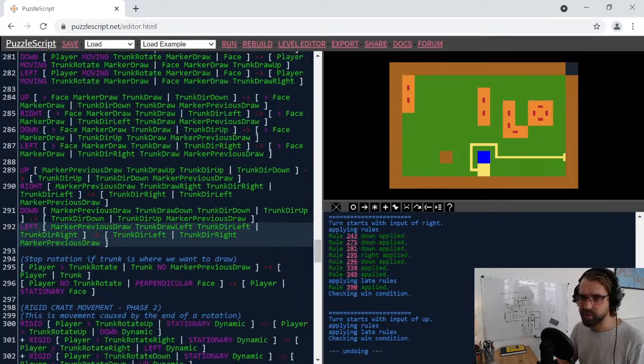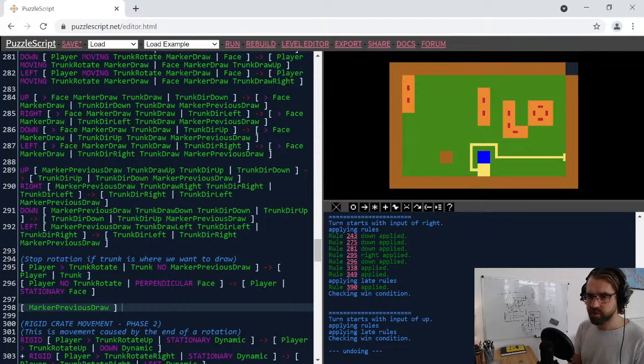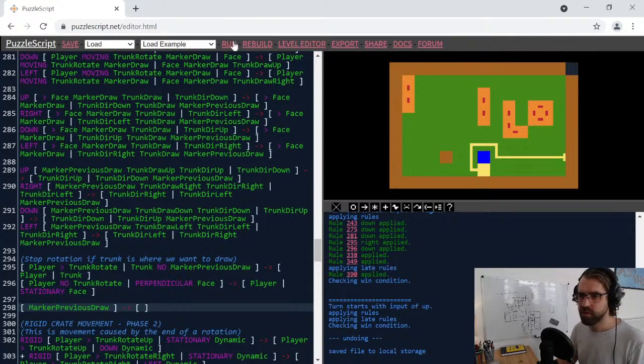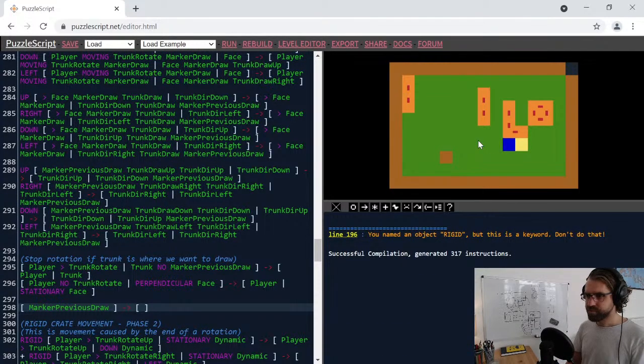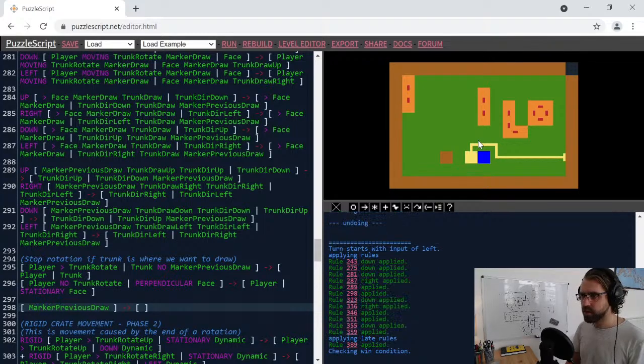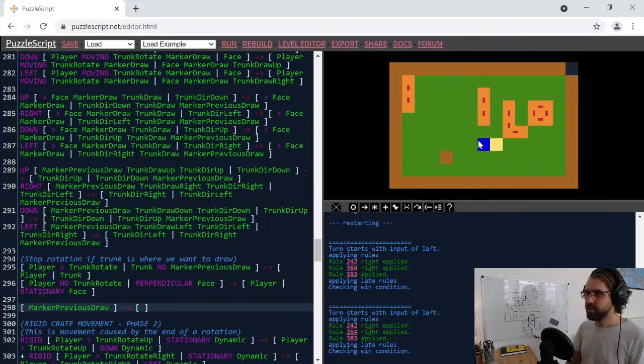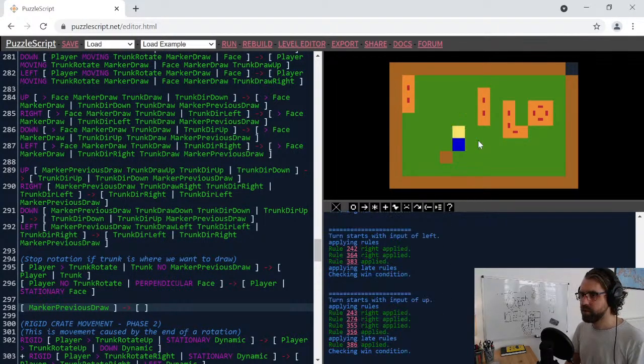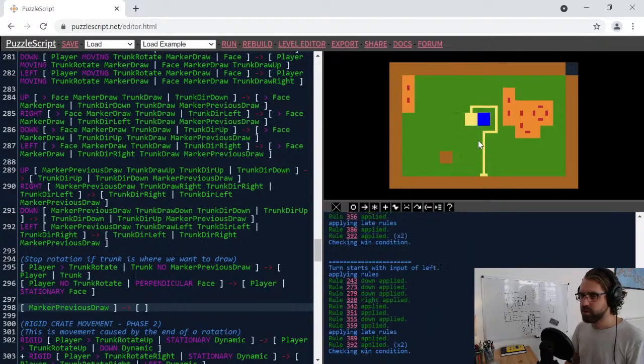So if I do that and then go round. Oh, it's because I'm leaving stuff behind, that's why. I could just clear out the mark previous draws now, after this. Mark previous draw, go away. Okay, if we go back, yeah, still can't do it, that's nice. Let's get in there.